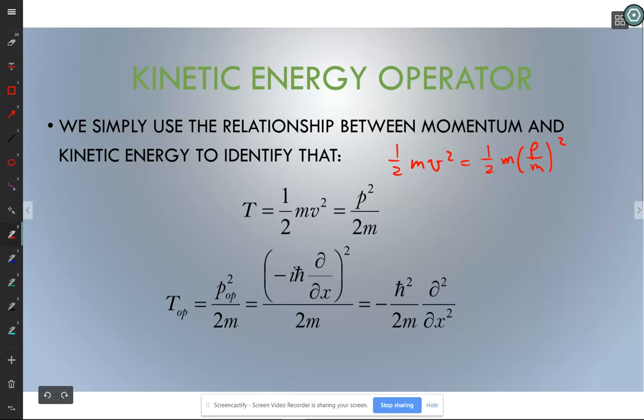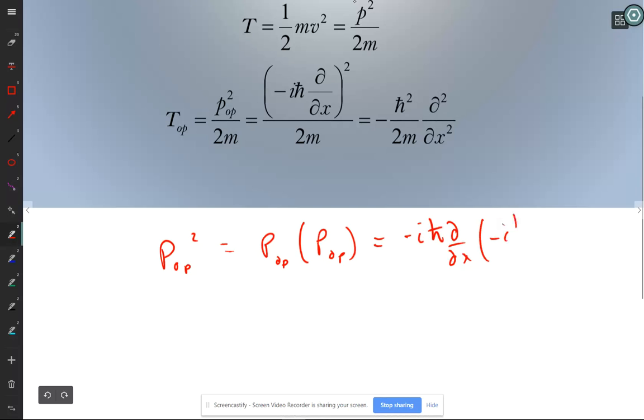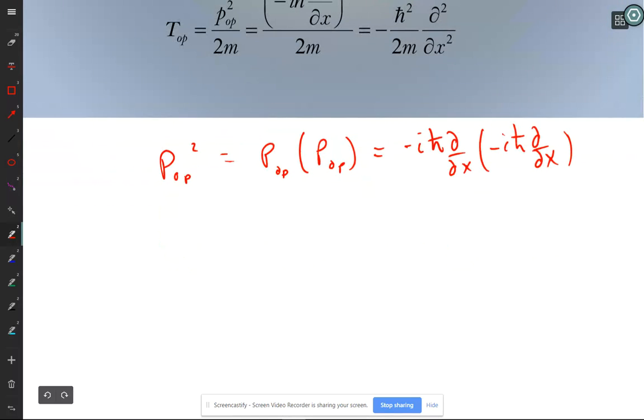And so we take that momentum operator. The p operator squared is equal to the p operator acting on the p operator. Actually, I'll show you that in a minute. So i times i is -1, minus times minus is plus, plus times minus is negative. We end up with a negative h bar squared, d dx of d dx.